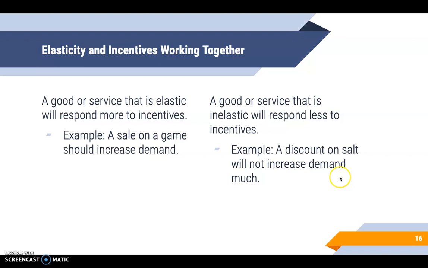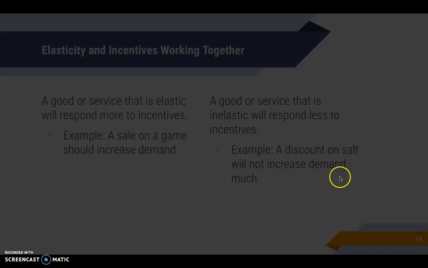Nobody's going to go out and buy 20 things of salt because it's discounted. Well, not nobody, but very few people. Nobody has quite that much of a need for it, right? It is a need, salt is, but not that quantity, okay? And even if the price was to go up, people would still buy it because it is an inelastic good. So incentives work better with goods that are elastic than ones that are inelastic.